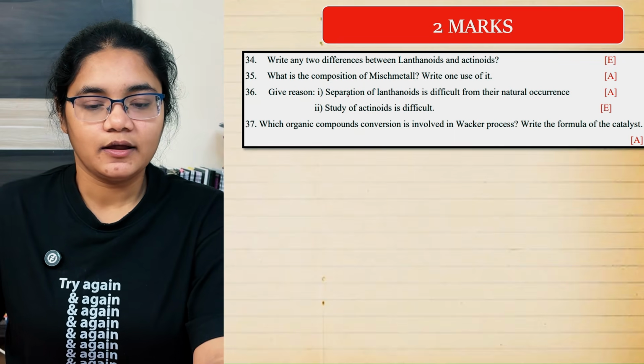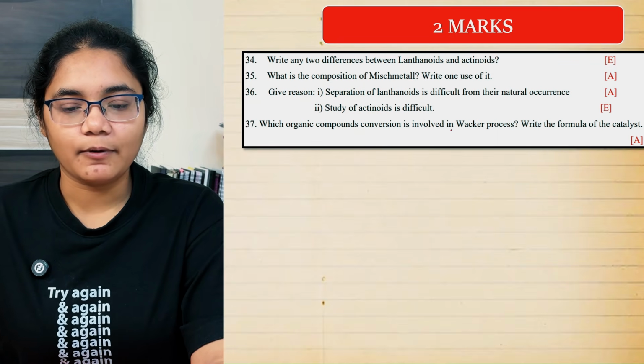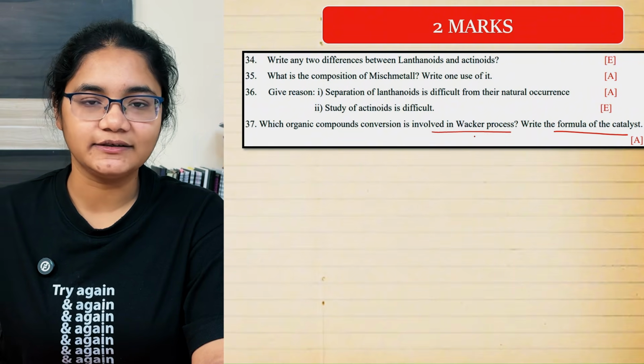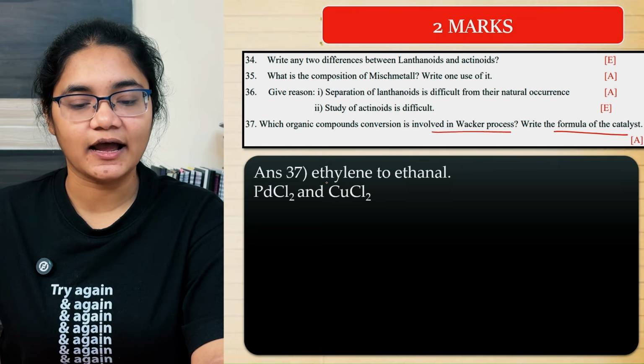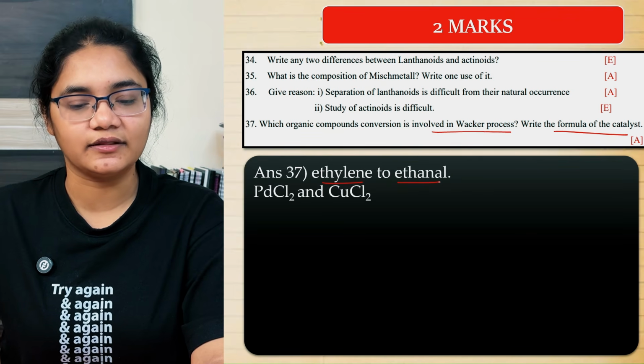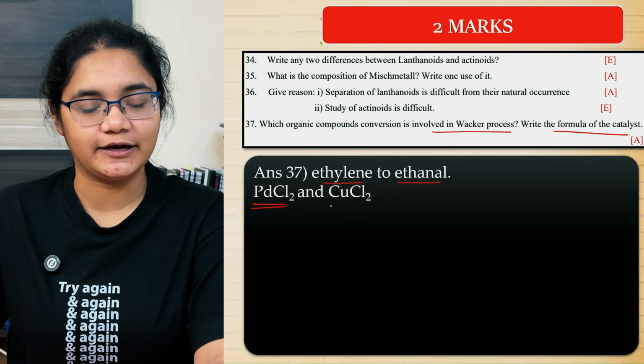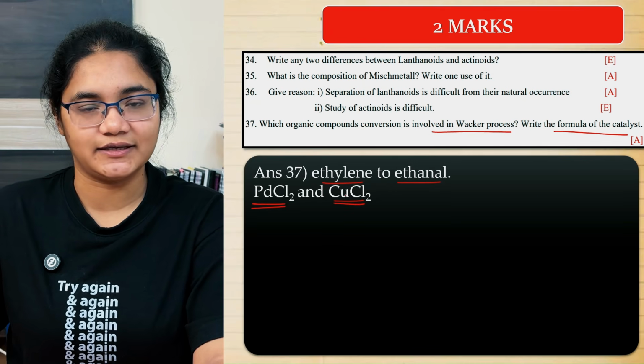Okay. Next, we'll talk about which organic compound conversion is involved in Wacker's process and what is the formula of the catalyst. So the Wacker process converts ethylene, meaning ethene, to ethanol. The catalyst which is used is PdCl2, and it is also supported by CuCl2.